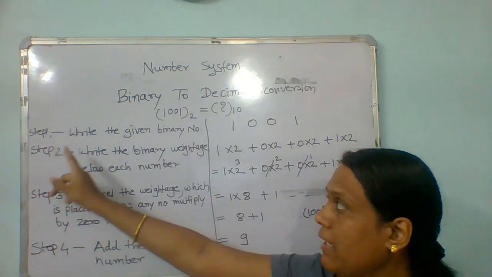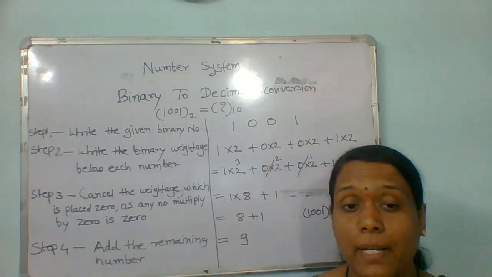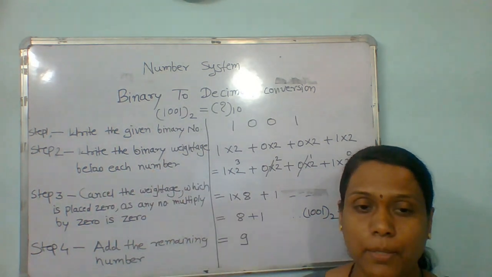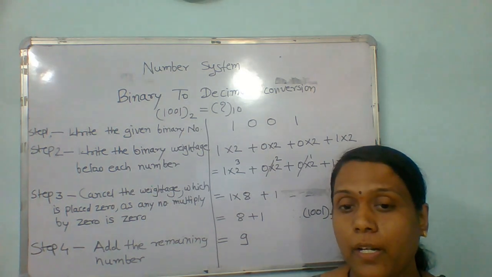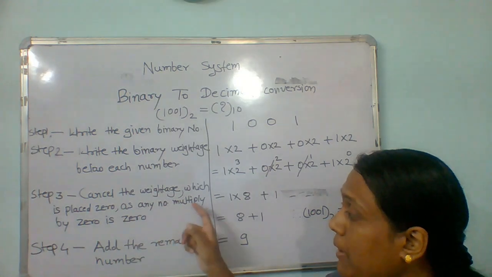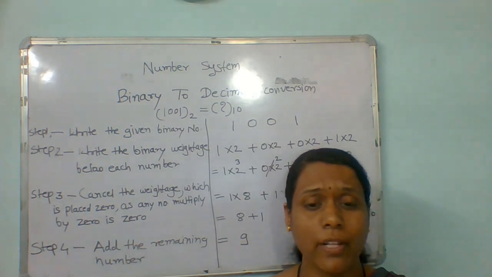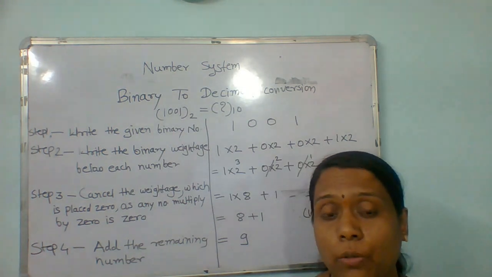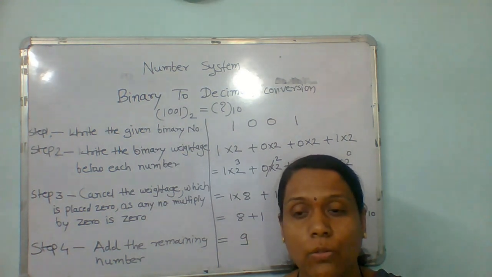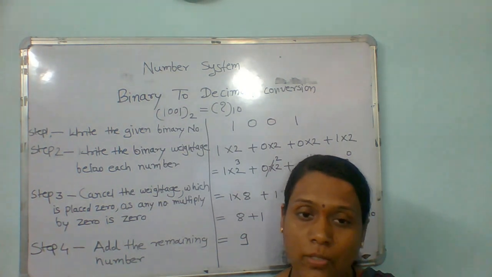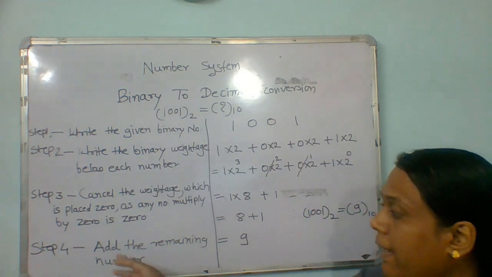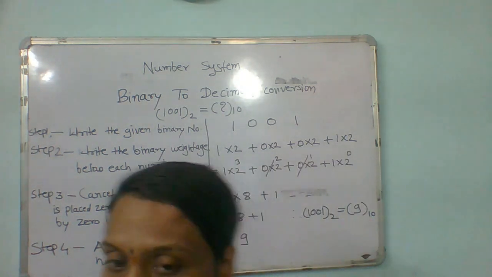The first step is to write the given binary number. Whatever binary number is given, you have to write it. Second, write the binary weightage below each digit. Then cancel the weightage placed under 0, as any number multiplied by 0 is 0. As a binary number consists of only two symbols, 1 and 0, many 0s will be there in that number. That multiplication obviously comes to 0, so we cut it. Then add the remaining numbers. We'll see an example.